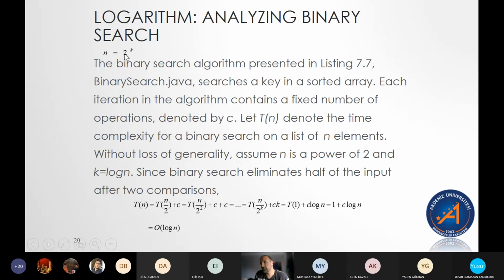If we assume n is some 2 to the k value, then this would be the time of searching 1, which hopefully we understand is a constant value. The time of 1 is a constant value, plus c times k. Well, what's k? If we solve for k from this formula, n equals 2 to the k, we get k is log n. And that's why we consider this algorithm to be log n.